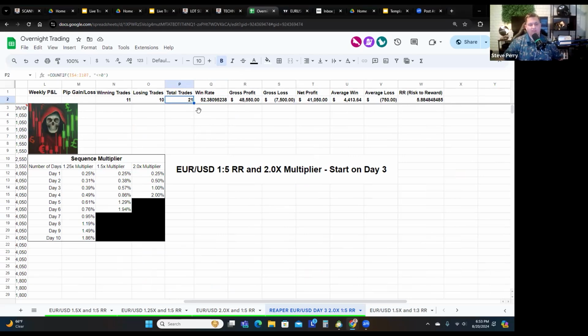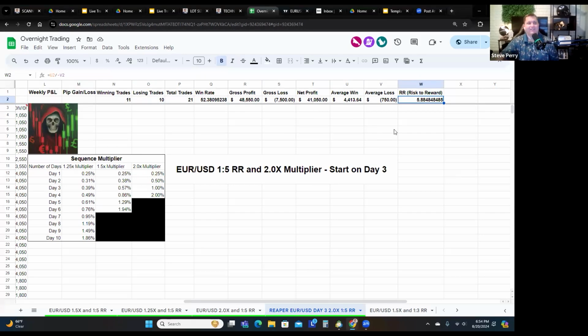In the last 3.5 months, the Reaper has only taken 21 trades. 11 of them were winners and 10 losers. And he has a gross of 48K, a loss of $7,500, and a net of 41. So it's like he just doesn't lose very much, which is kind of nice. The average win on the Reaper is $4,413 on each trade, and the average losing trade is a $750 loss, for an RR ratio of 1 to 5.88.